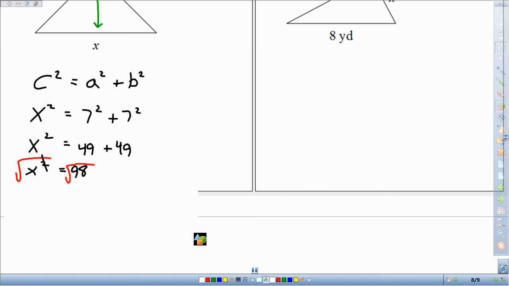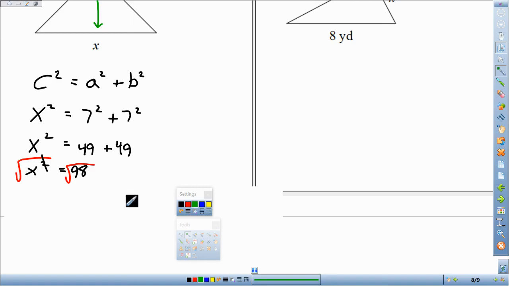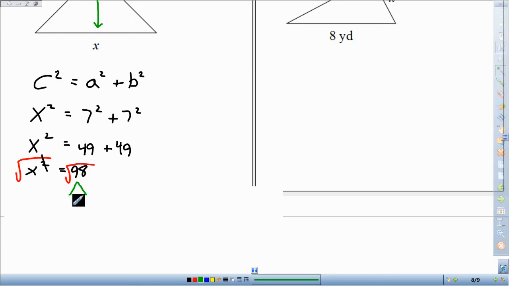So let me make some room here. When we simplify a radical, we're breaking it down into its prime numbers. The first thing we need to think of is what are two numbers that multiply to get 98? You might not immediately think of it, but if it's an even number, you know at least 2 times half that number gives you that number. Half of 98 is 49, so we know that 2 times 49 will give us 98. 2 is a prime number, so we can't break it down anymore.